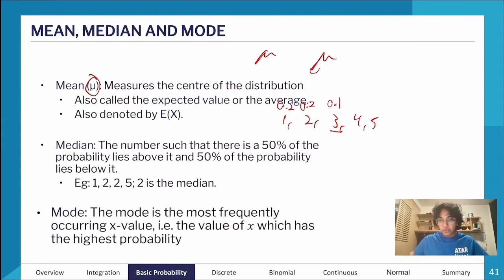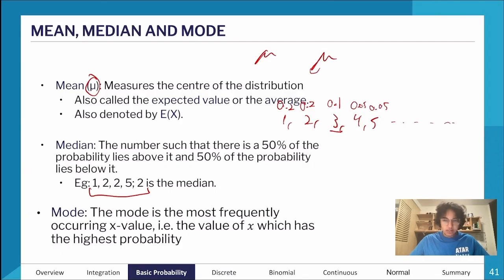Mode is the most frequently occurring x value, or event value. So in the case of the last example, the mode is also going to be 2 because it occurs the most, right? It's the value of x which has the highest probability. So maybe this is 0.05, and maybe there's a bunch of more events of just 0.05 until it all adds up to 1. So then the mode would either be 1 or 2 because it has the highest probability of occurring, if that makes sense.